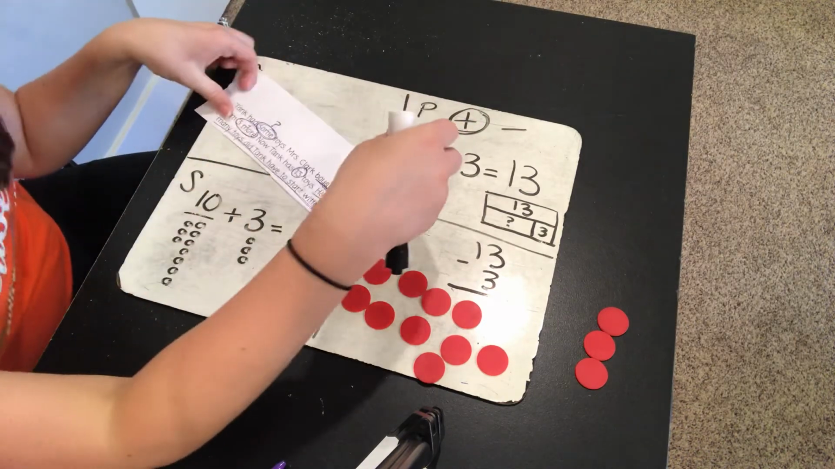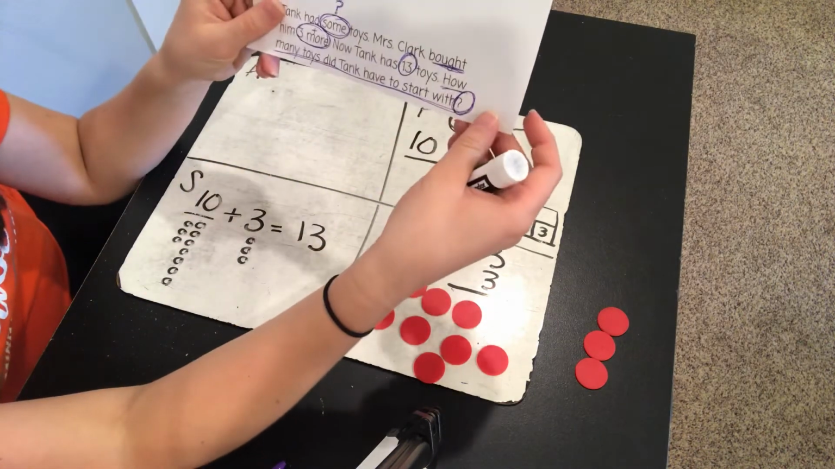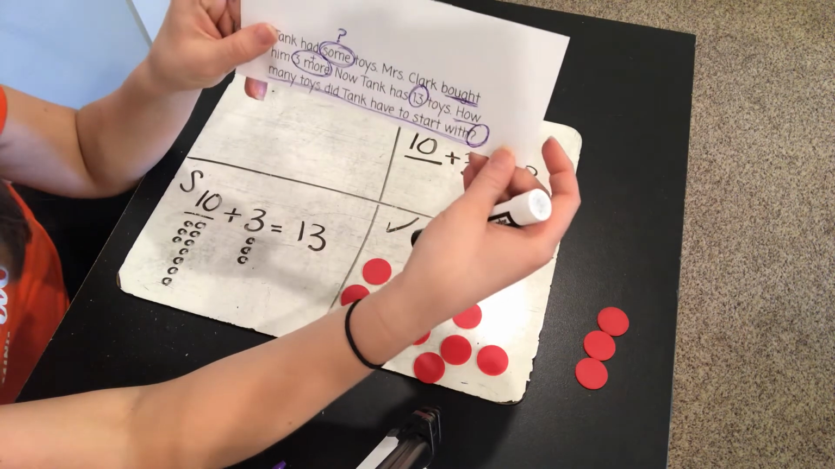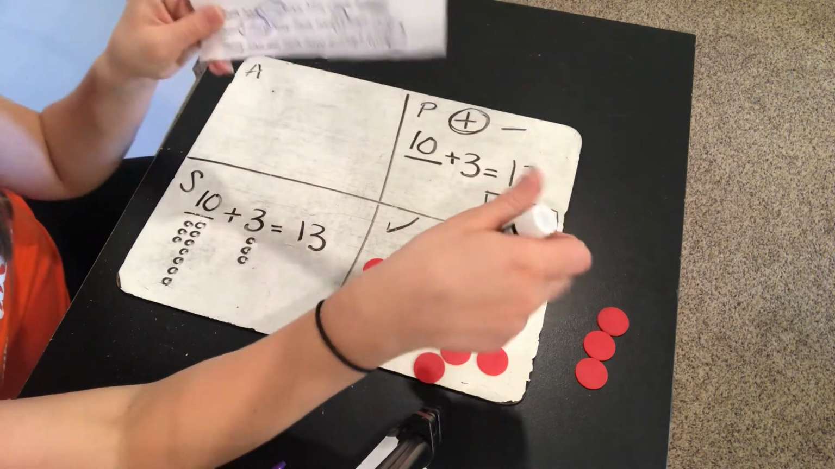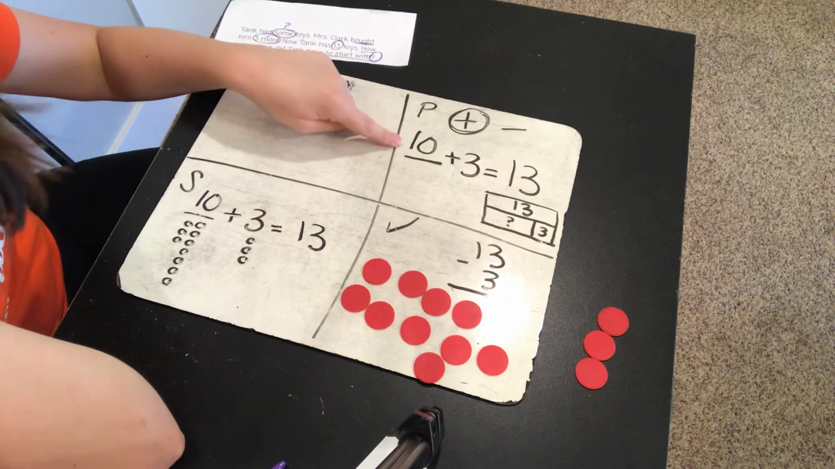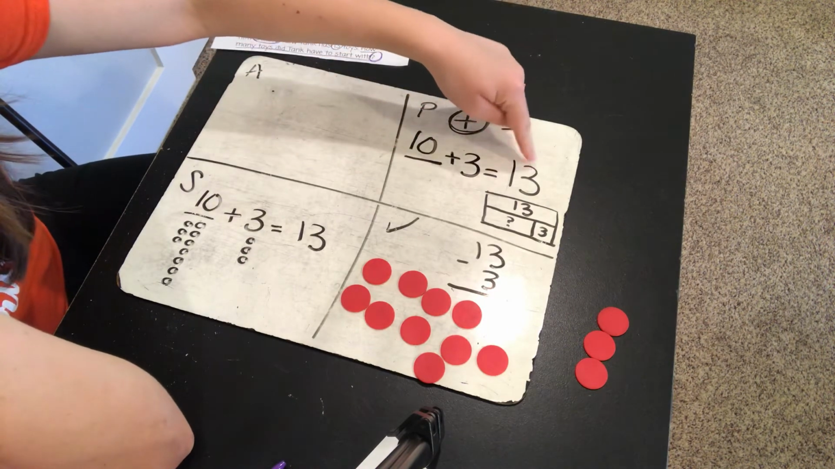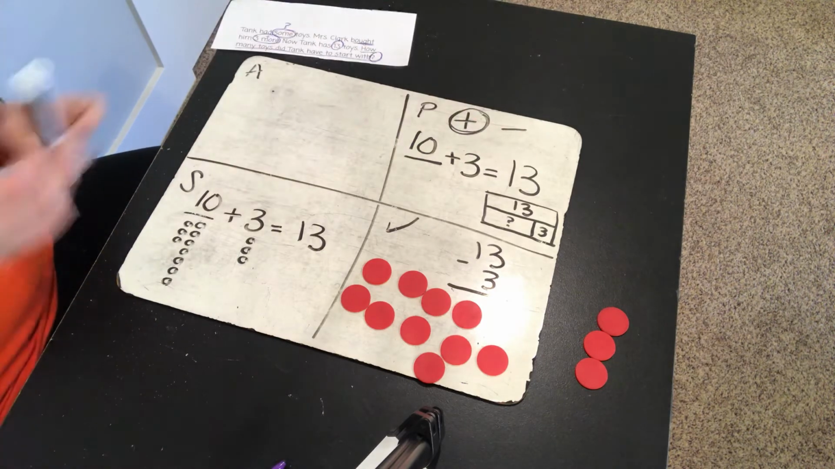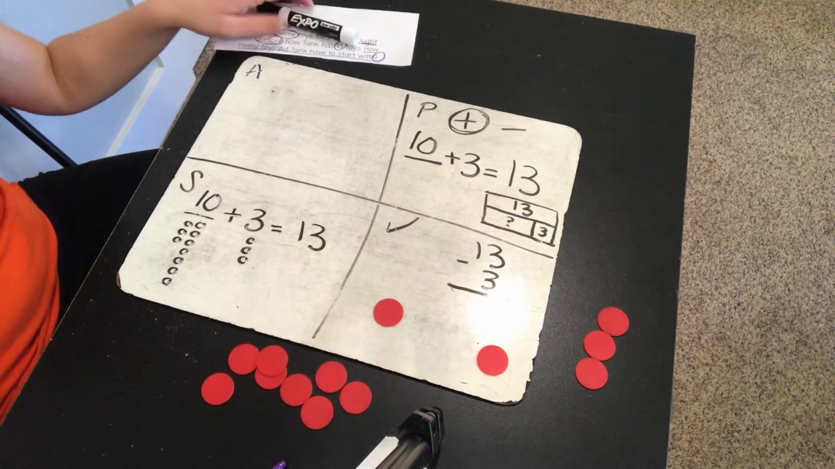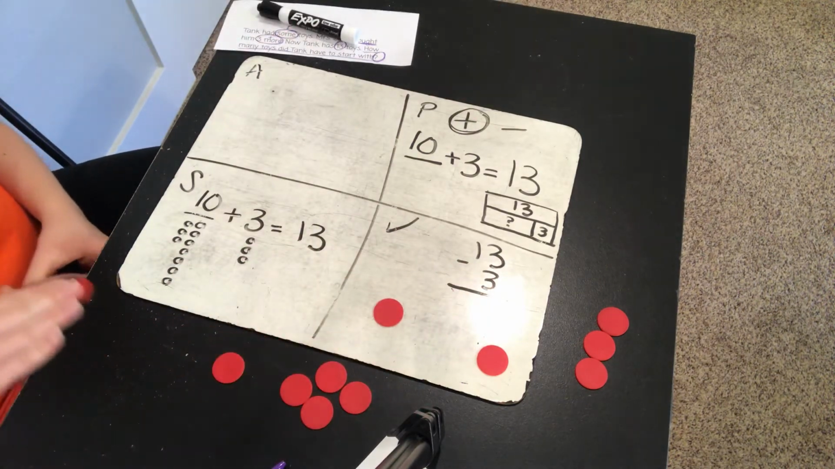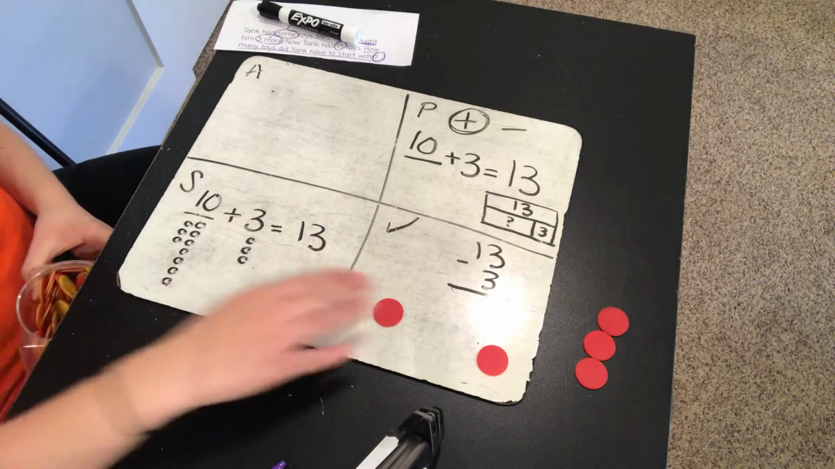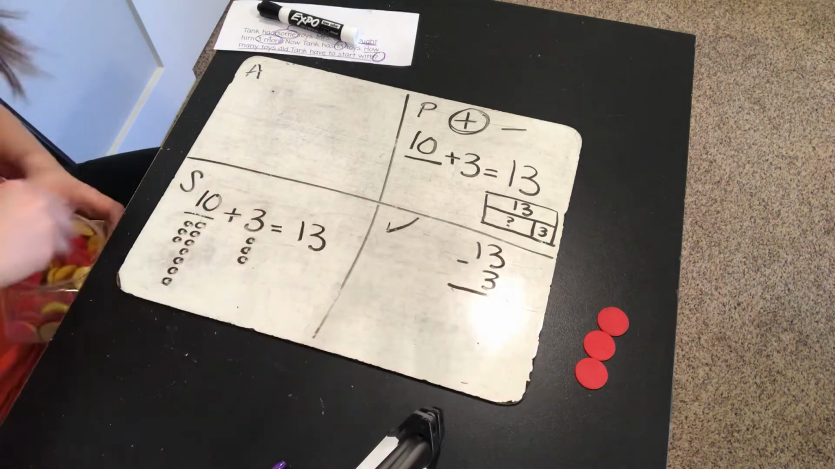So can we answer the question now? How many toys did Tank have to start with? To start with, he had 10. And then he got 3 more, and that made his total number of toys 13. All right, I have one more problem for us to solve today. Let me clear my work area before I start my next problem.